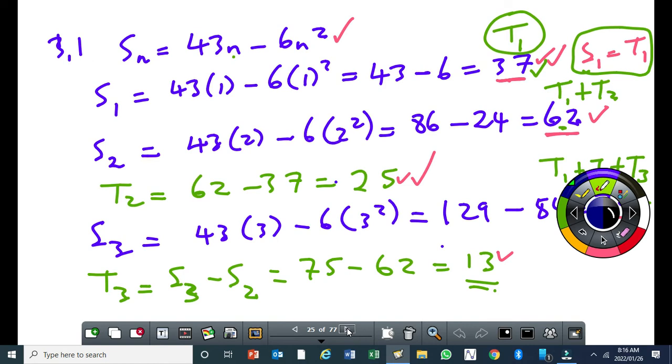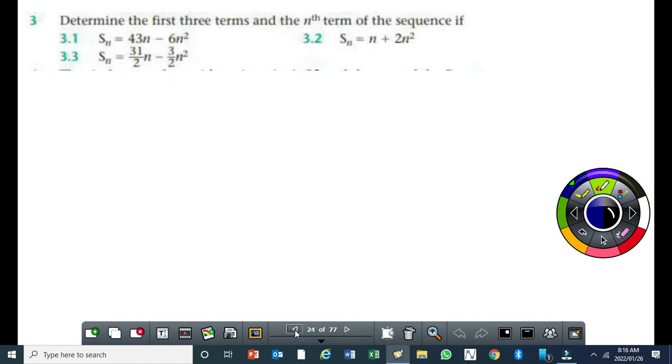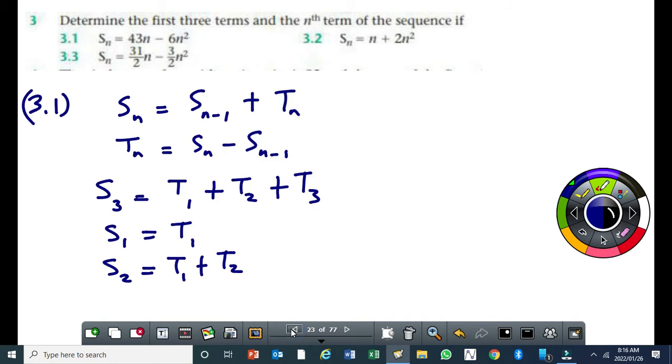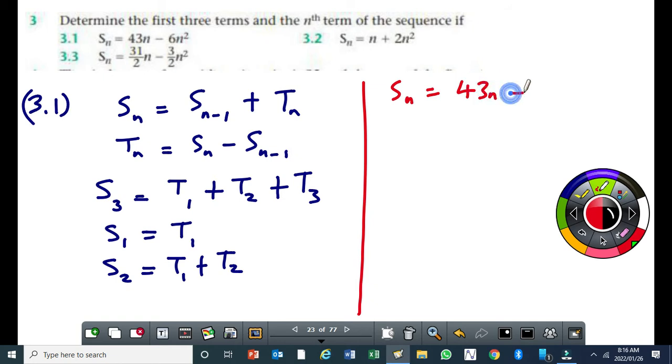I need to start from the start of the question. Let me start from scratch. Even though I've got the question, I want to start the question. So this is 3.1. We are given Sn is equal to 43n minus 6n squared.